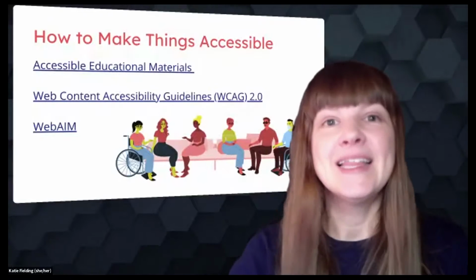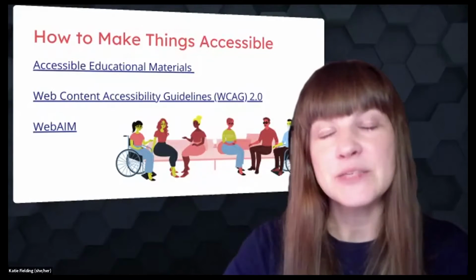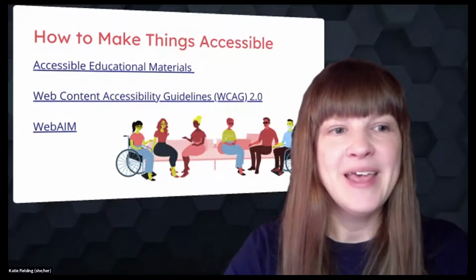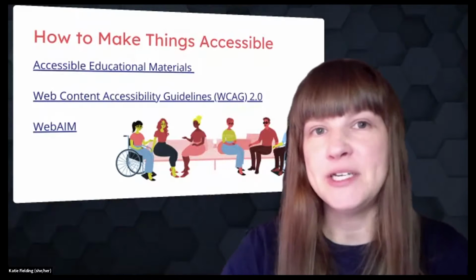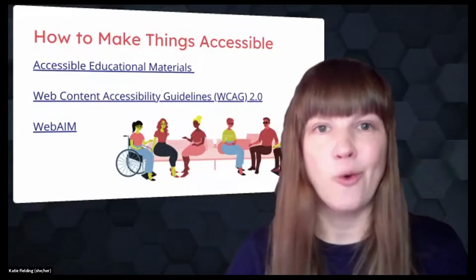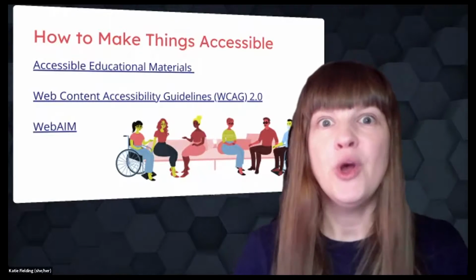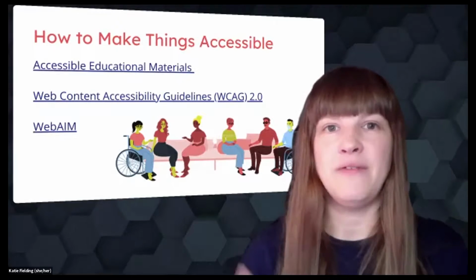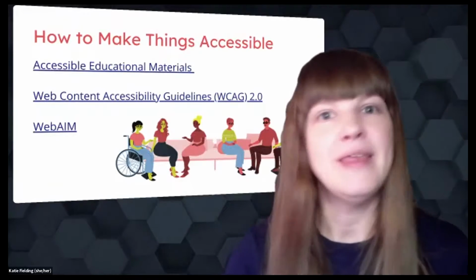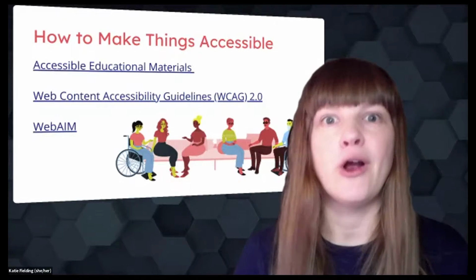All right, later, in addition to the resources that I shared, I recommend these 3 resources on how to make things accessible: the Accessible Education Materials website, which is part of cas.org. The Web Content Accessibility Guidelines 2.0, those are the international web development guidelines. So if you think of a web developer, a coder, they use these guidelines to make sure their web tools that they're building are accessible.